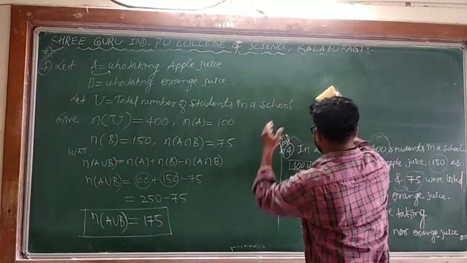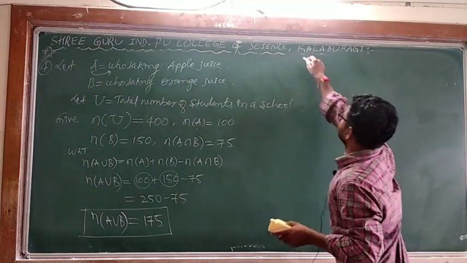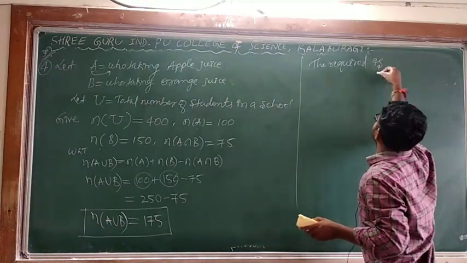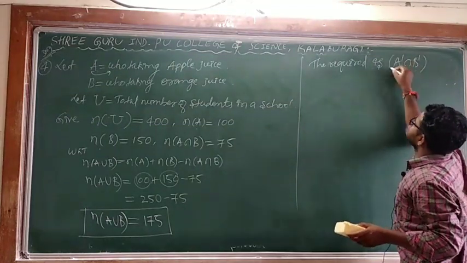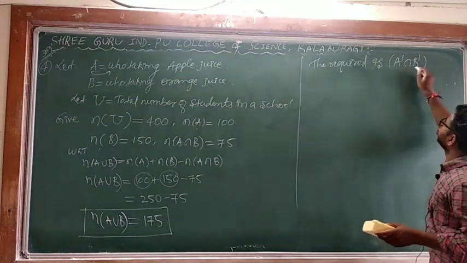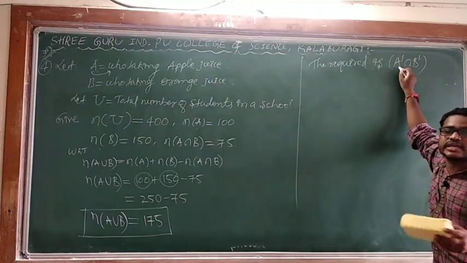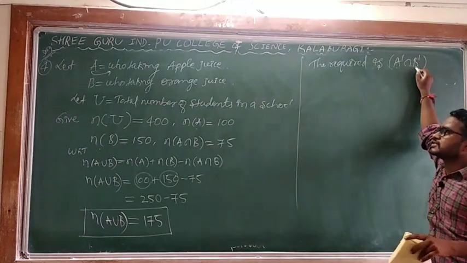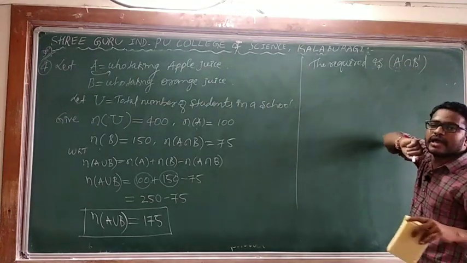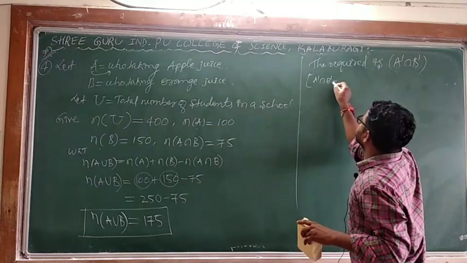It means I will eliminate this. He is asking neither apple nor orange. Now, the required is A dash intersection B dash. What does it mean? A is taking apple juice, B is taking orange juice. A dash is not taking apple, B dash is not taking orange. A complement means they are not taking apple, B complement means they are not taking orange. When they ask neither nor, it means both. So A dash intersection B dash is neither apple nor orange.